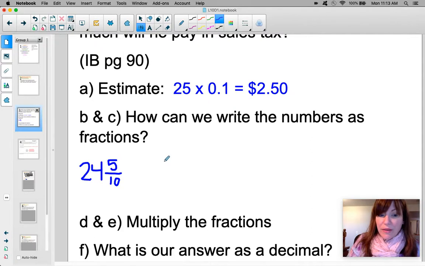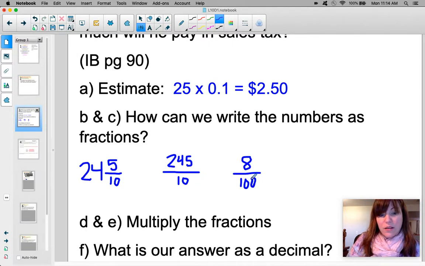And so I'm going to rewrite that now as an improper fraction. The 10 stays on the denominator, and we're going to have 24 times 10, which is 240, and then we add that 5. So I'm getting a numerator of 245. Now I'm going to write the other number, the 0.08, as a fraction, and the 8 is going to be in the numerator, and because that 8 is sitting in the hundredths place, my denominator is 100.